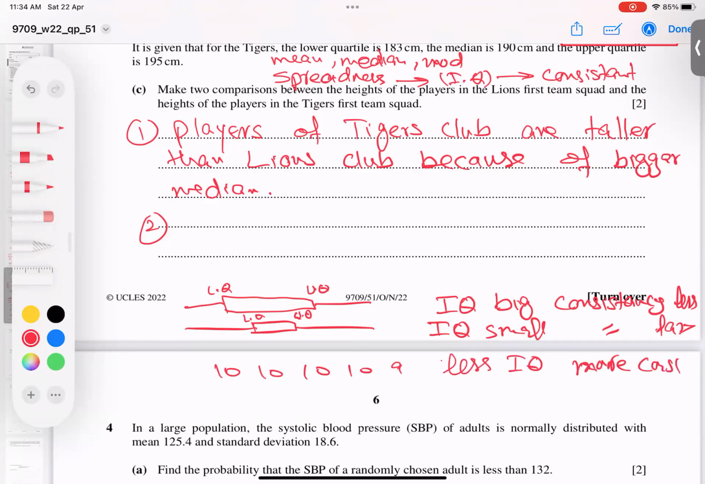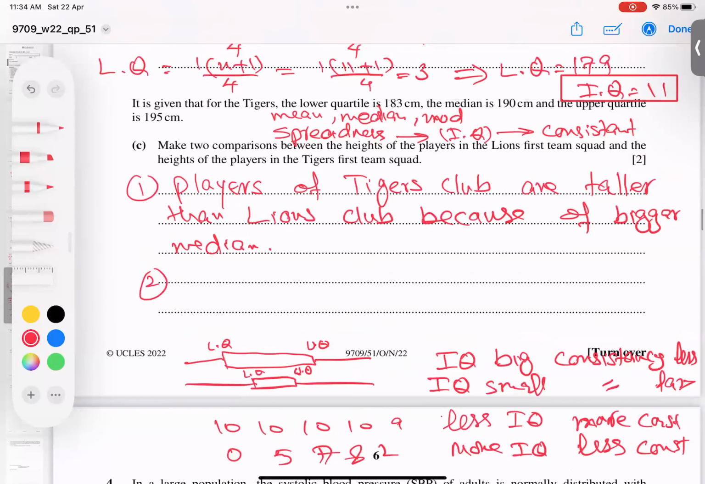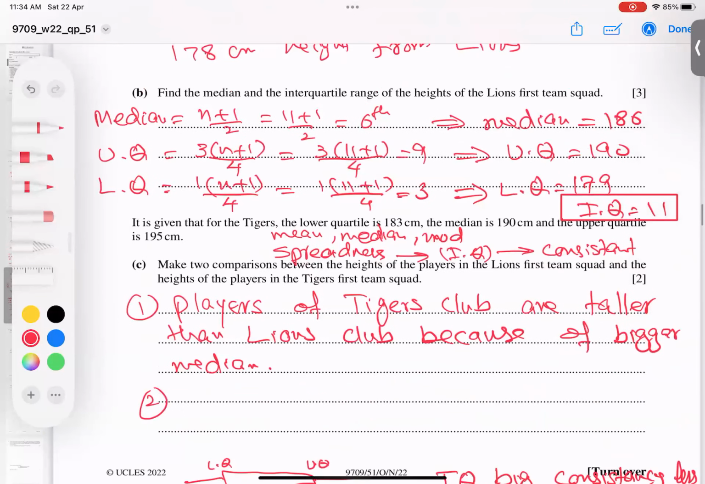Whereas, for example, one student got 0, 5, 7, 8, 2 marks. So the IQR is more because the data is more spread. It is less consistent. I hope you got the point, very clear what I'm saying. So that is why you can say that the IQR for that one is 11.